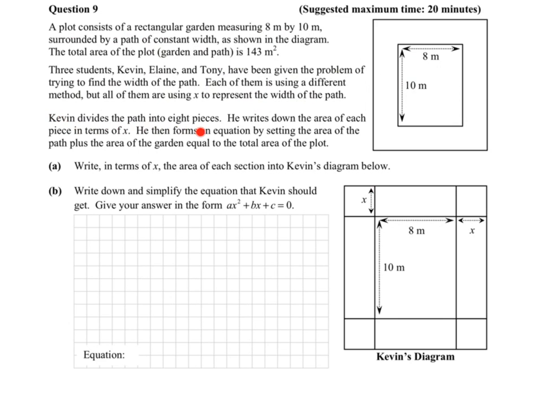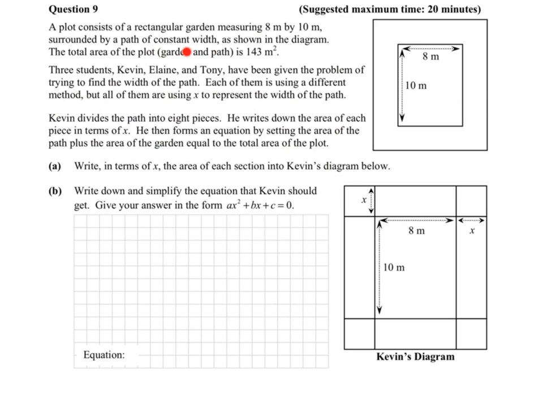Kevin divides the path into 8 pieces. He writes down the area of each piece in terms of x. He then forms an equation by setting the area of the path plus the area of the garden equal to the total area of the plot. First question is, write in terms of x the area of each section in Kevin's diagram below. Okay, we'll just ignore that for a second.